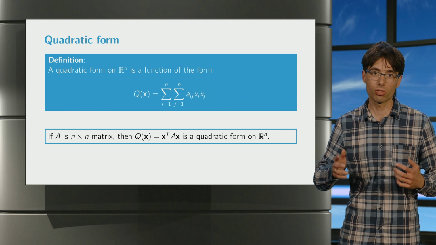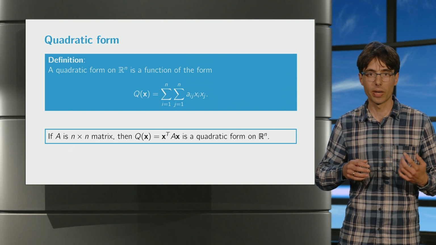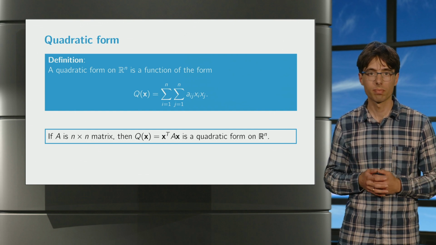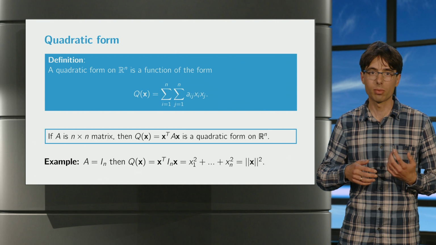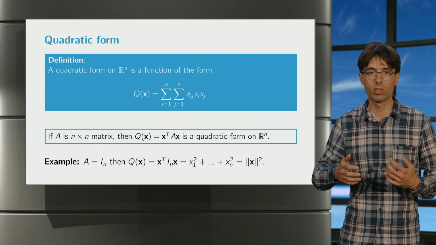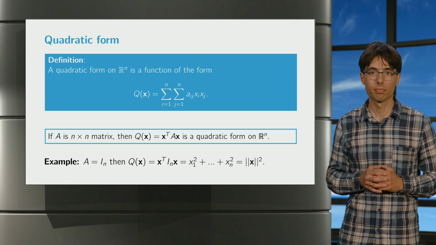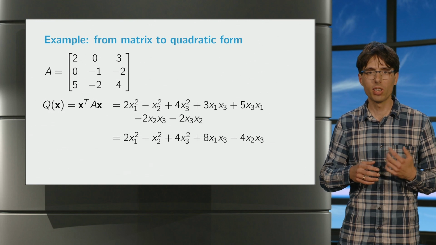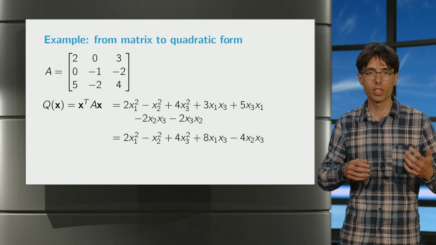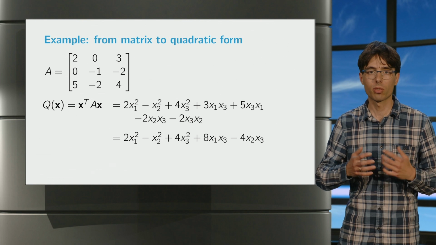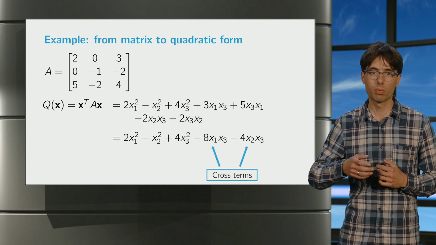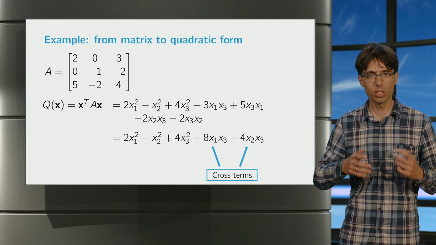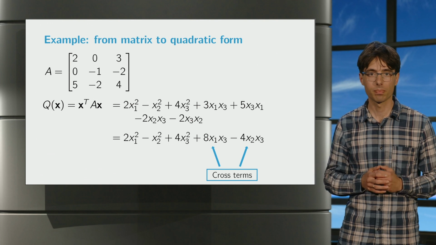Well, you can easily construct quadratic forms by considering a square matrix A and letting Q of x be defined as x transpose Ax. For instance, if A is the n times n identity matrix, the corresponding quadratic form is the square of the norm. So let's consider a slightly less trivial example. If we work out x transpose Ax for this particular matrix A, we obtain the following quadratic form. The terms which are a product of two different variables are called the cross terms. So let's see where each of these entries of the matrix ended up.